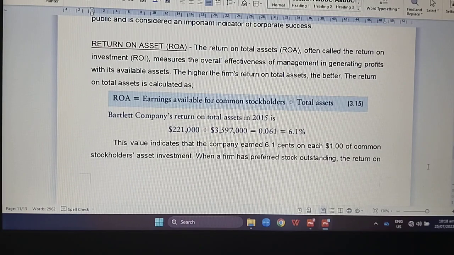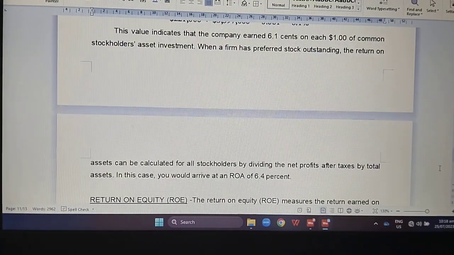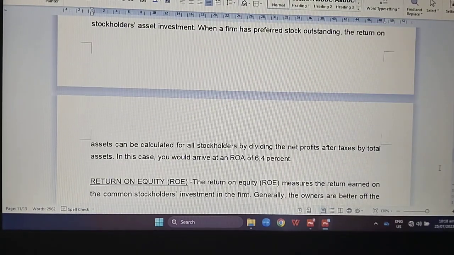When a firm has preferred stock outstanding, the return on assets can be calculated for all stockholders by dividing the net profit after tax by total assets. So dito, it's 6.4% ang ROA.